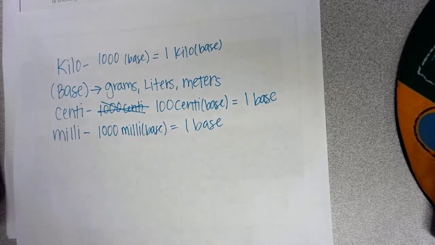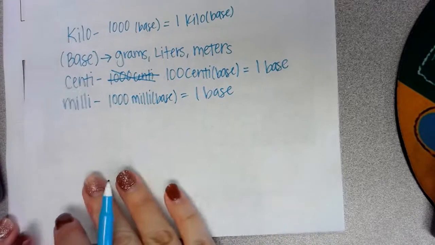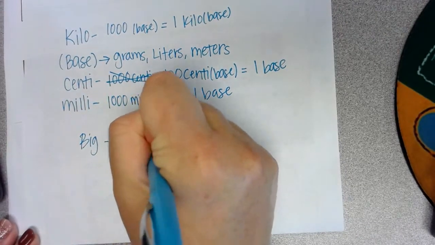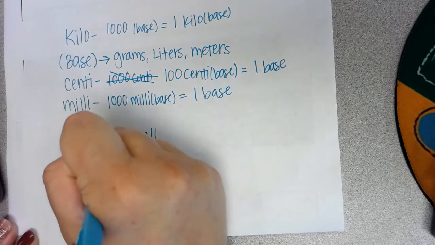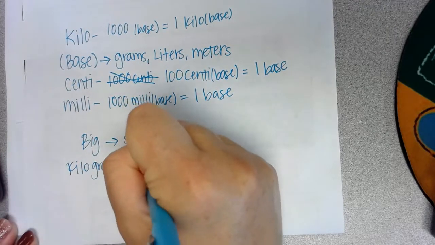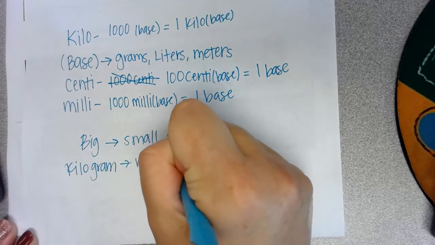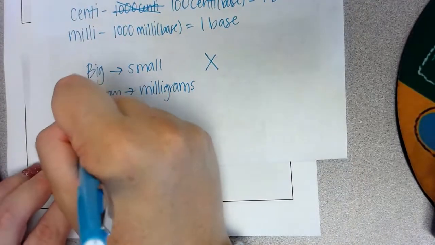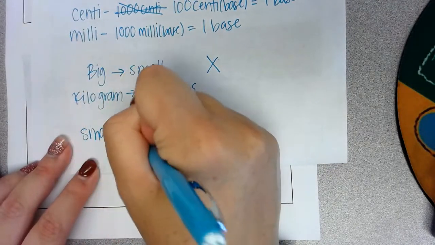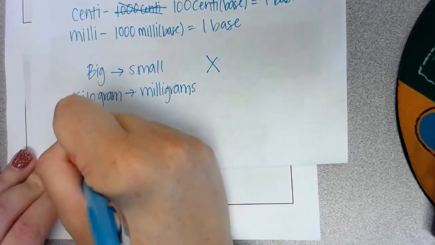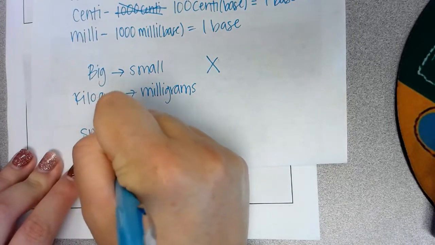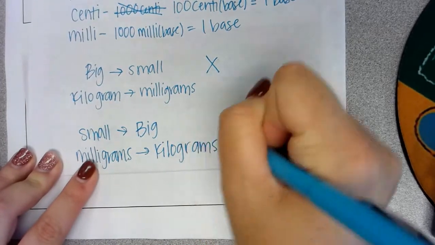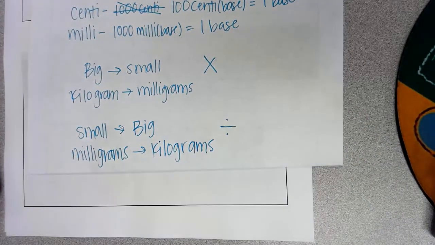So let's talk some basic conversions. When we're going from a really big number to a small one, meaning if I'm going from kilograms to milligrams, I'm going to multiply. If I'm going small to big, so in this case, I'm going milligrams to kilograms, I'm going to divide. So let's do some examples of this.